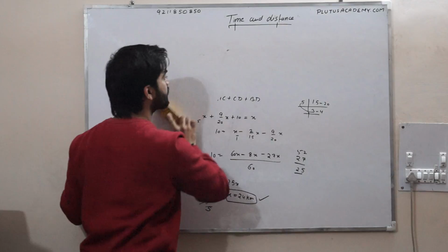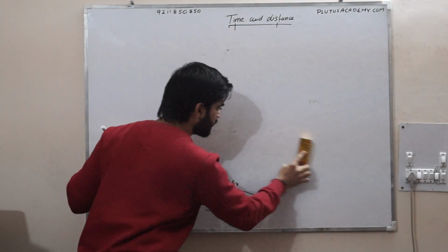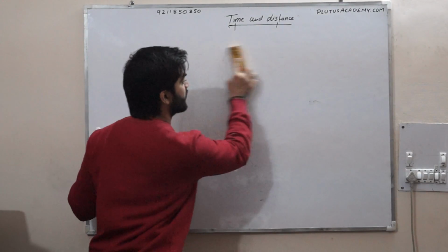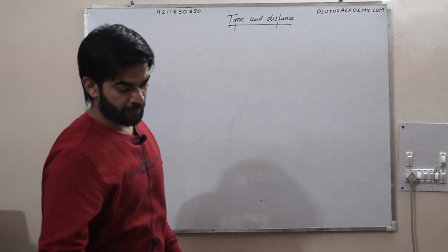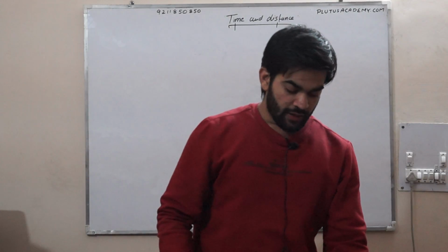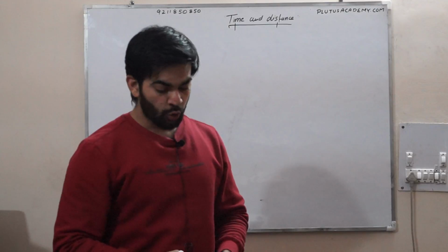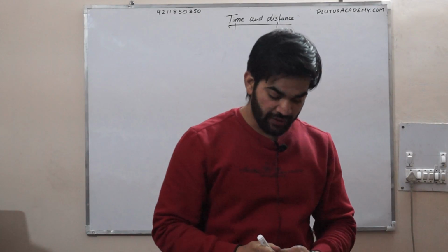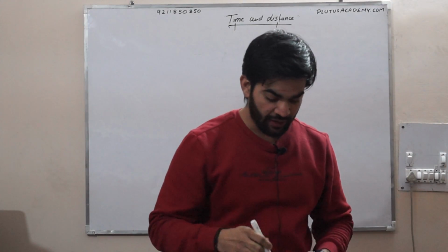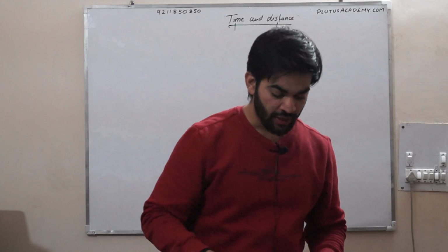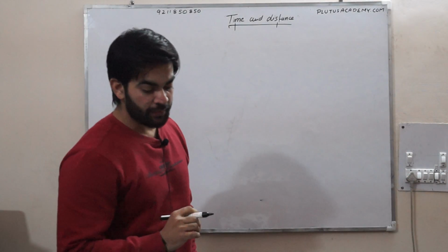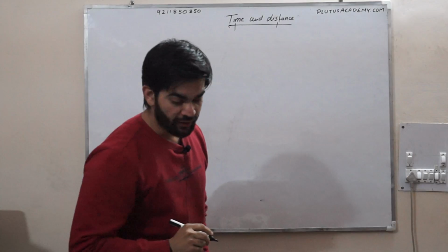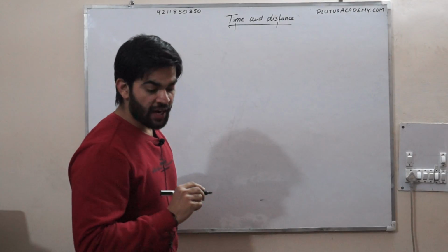Question number 2. In question number 2, what we will do? Let's see. What is question number 2? A train passes two bridges of lengths 100 meter and 500 meter in 100 second and 80 second. It means here a train passes two bridges of length 100 meter and 50 meter.